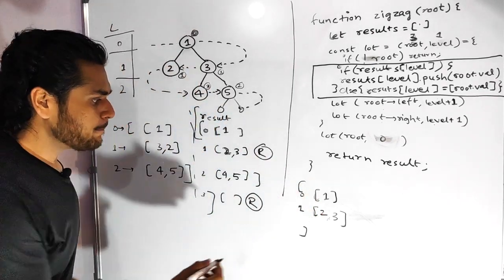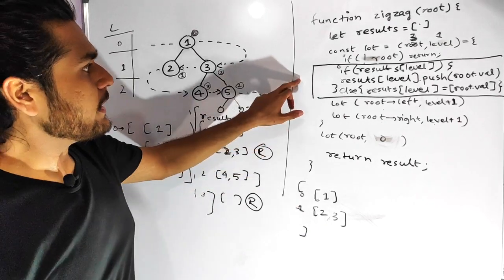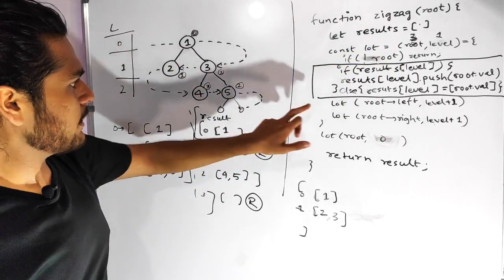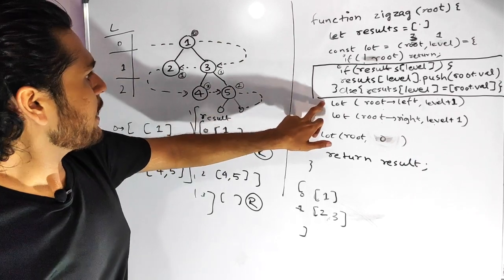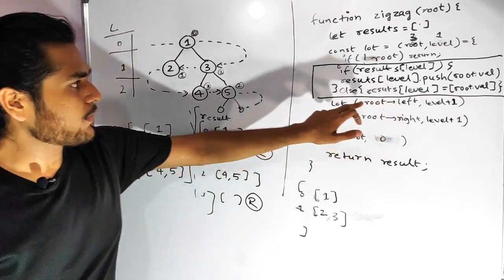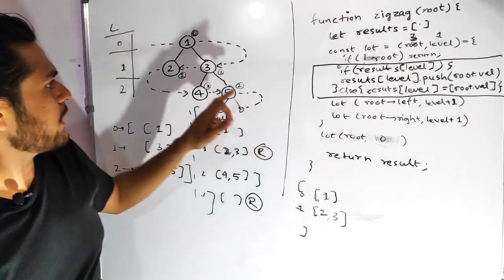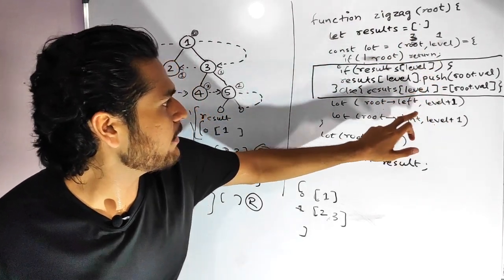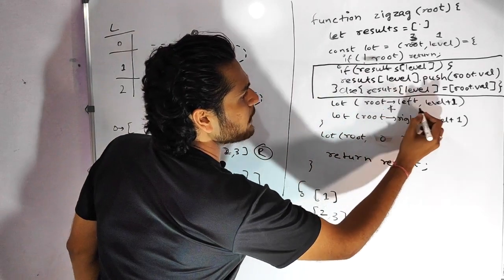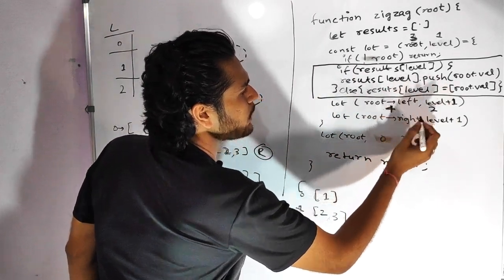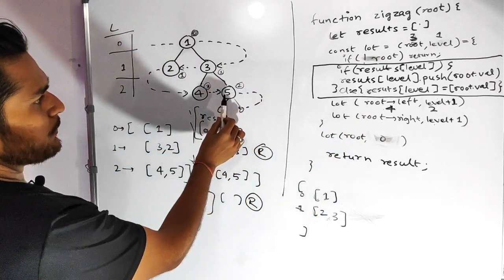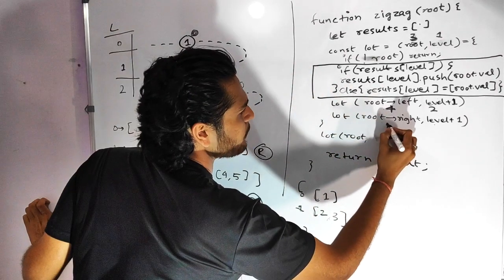Similarly, once we are done with 3, it goes again and executes the level order traversal of root.left. This time root is 3, so it goes to 3.left, which is 4, and it will pass level plus 1. So this will be called for 4 comma 2, and the next call will be 5 comma 2.